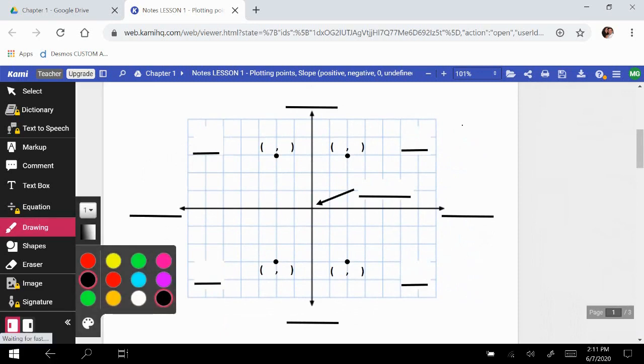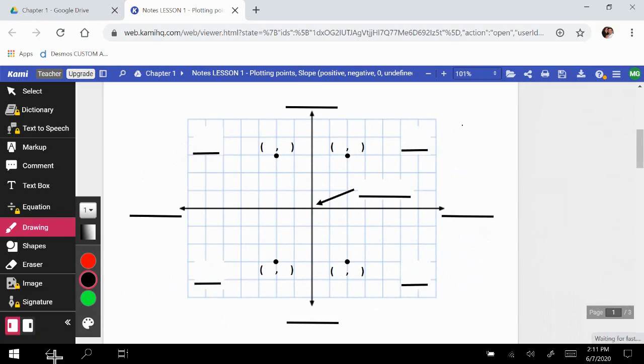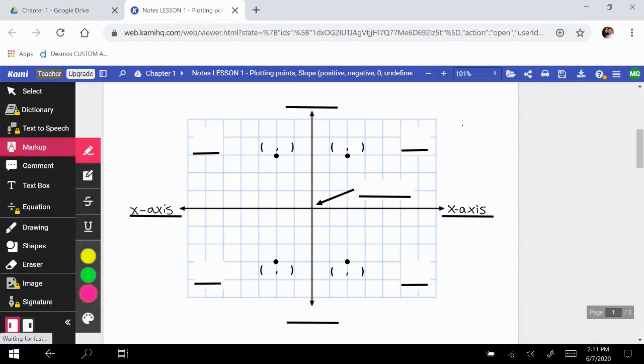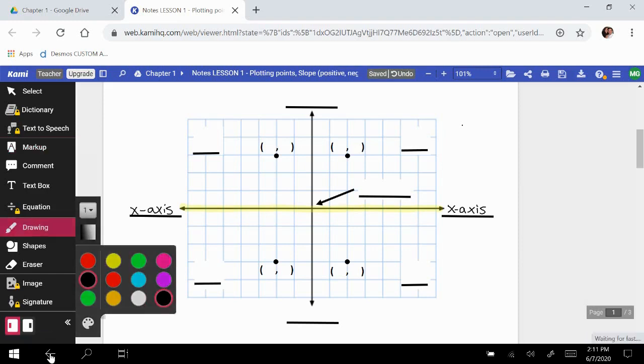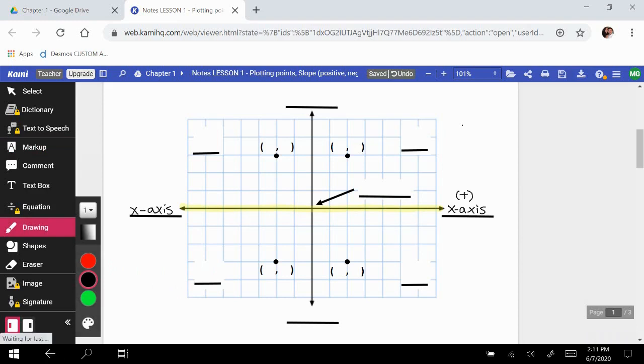I'm going to start by labeling the x-axis. The x-axis is the horizontal line. So I'm going to put x-axis over here. And I'm also going to write x-axis on this side as well. Okay, so just looking at this picture, the horizontal line is what we call the x-axis. You can either move left or right on the x-axis. If you move to the right, you're going to have positive x values, and if you move to the left, you're going to have negative x values.